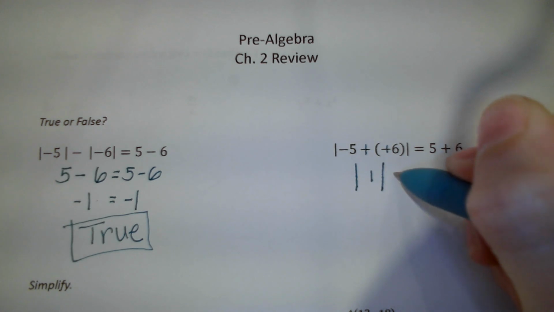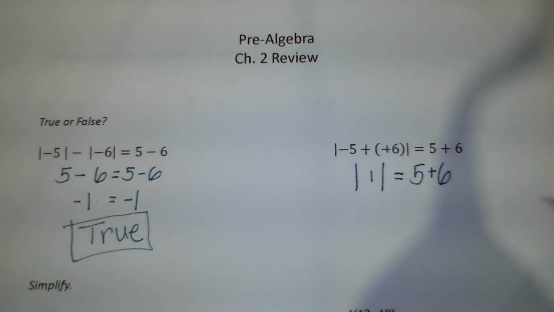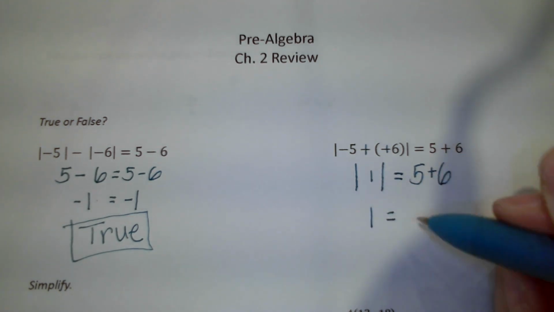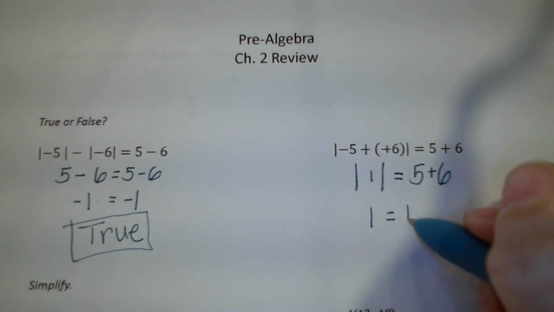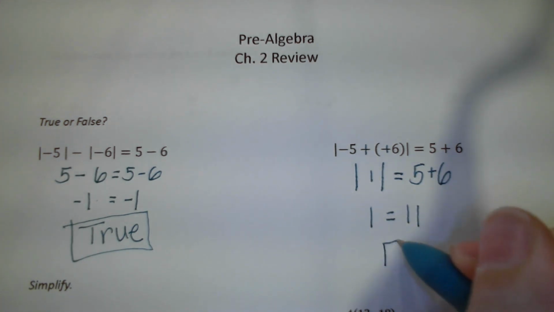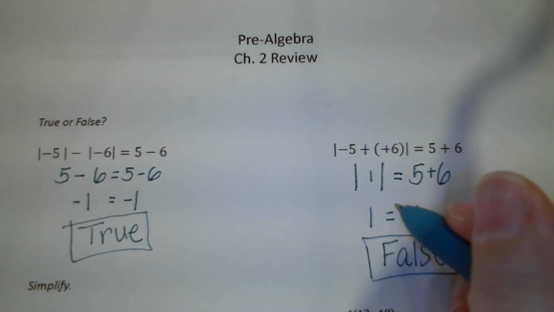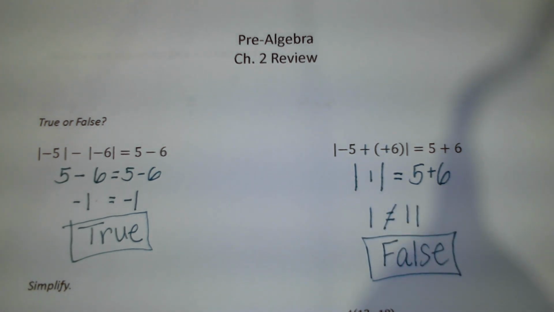So we get the absolute value of +1 equals 5 plus 6. Well, the absolute value of +1 is 1. 5 plus 6 is 11. Is 1 equal to 11? No. So this is a false statement because these are not equal to each other.